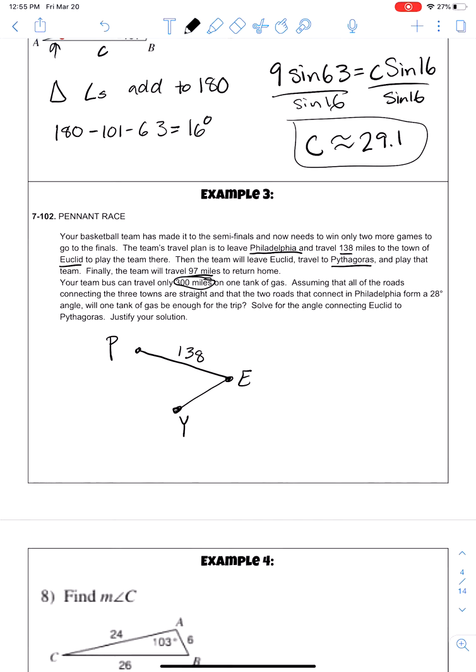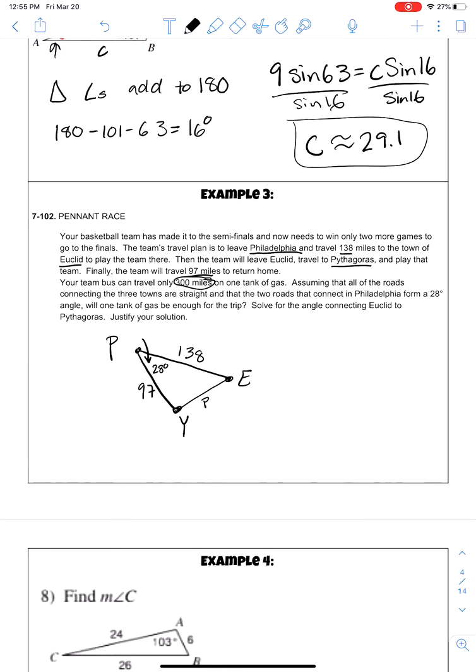I don't know what that distance is. I'm going to call it baby P since it's opposite the P angle over there. And then we know that this angle right here that connects Philadelphia to the other two cities is a 28-degree angle. So now we can solve for the missing sides and decide if we have enough gas to get there. And then we also know that this is a 97-mile trip from Pythagoras to Philadelphia.